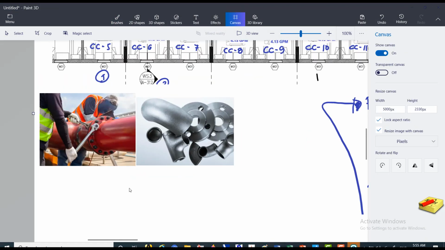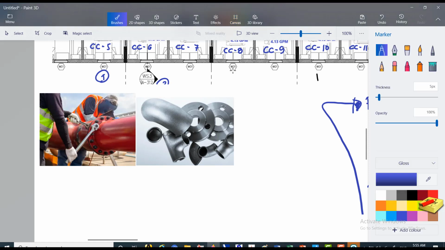Okay, so for flange connection, this is the representation of a flange connection. This is what it looks like. Flange connection. Usually when connecting pipes, we have this one.